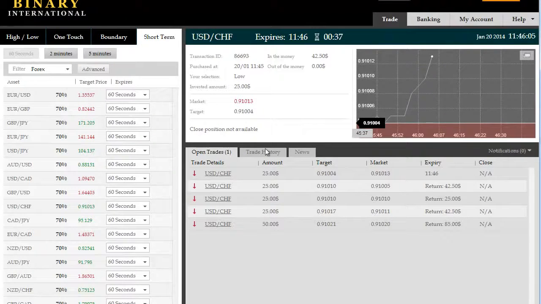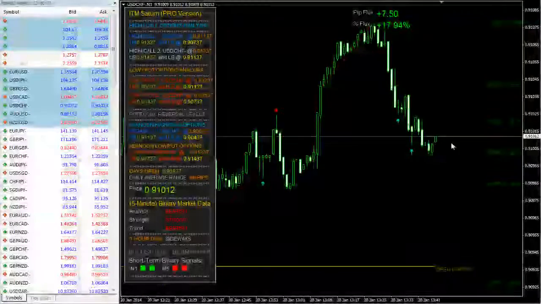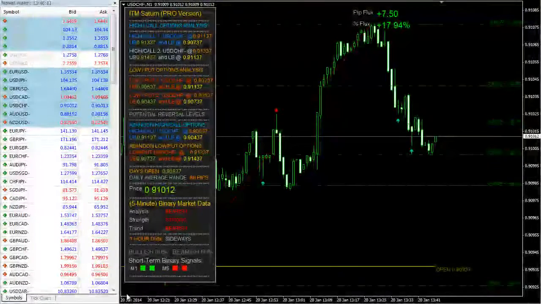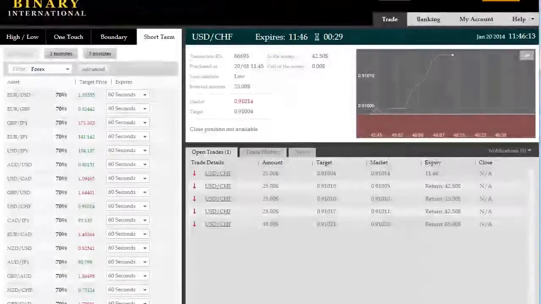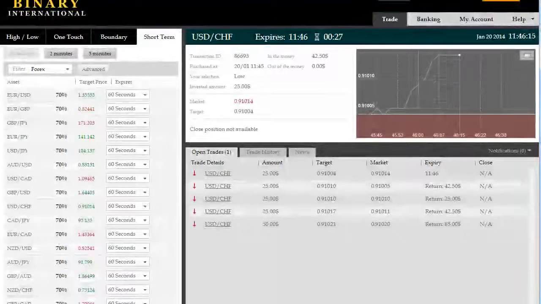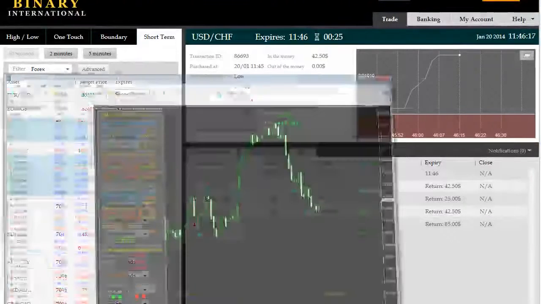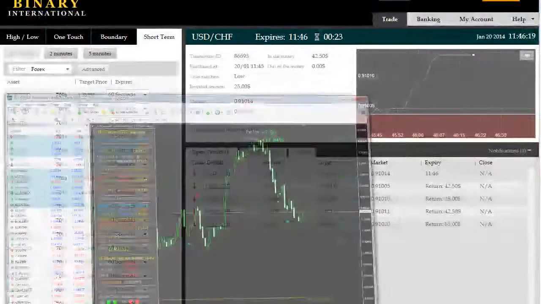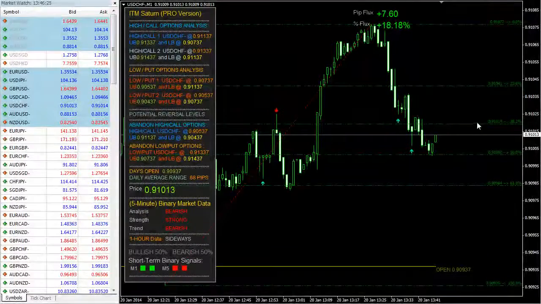So we have yet another US dollar Swiss franc option that is executed and on the market. We don't know if it's going to be expiring in the money yet. We have mixed probabilities because the market is saying that the short-term M1 time frame has gone bullish, so it's quite likely that this particular trade might expire out of the money. So let's see what happens.